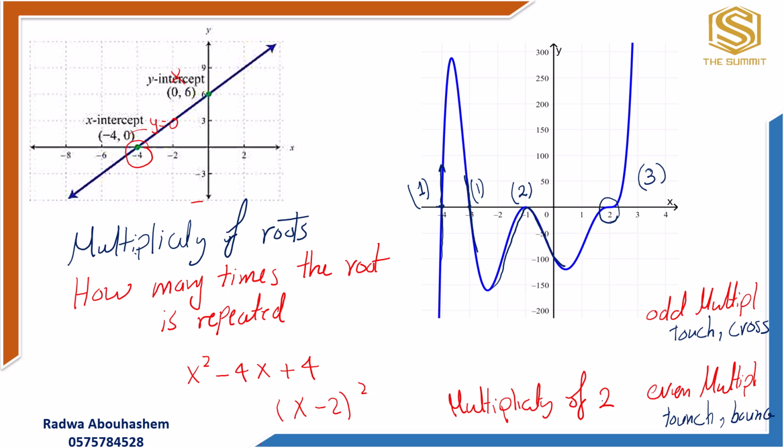If you count the multiplicity here, you're going to find this function is of 7th degree. 1 plus 1 plus 2 plus 3 gives you 7th degree. So the multiplicity sum equals the degree of the function. I hope you understand this part. So again, if you have an odd multiplicity, it touches and crosses the x-axis. And if you have an even multiplicity, it touches and bounces.